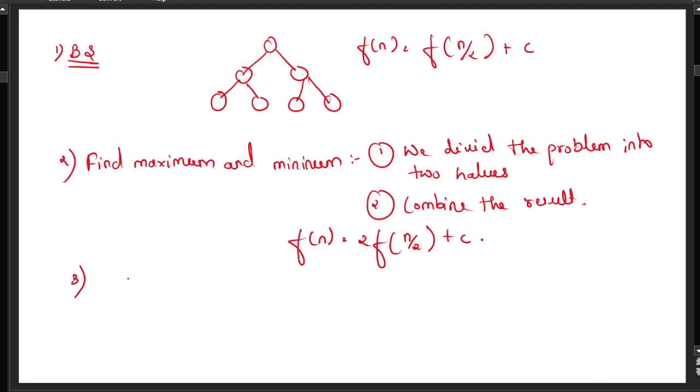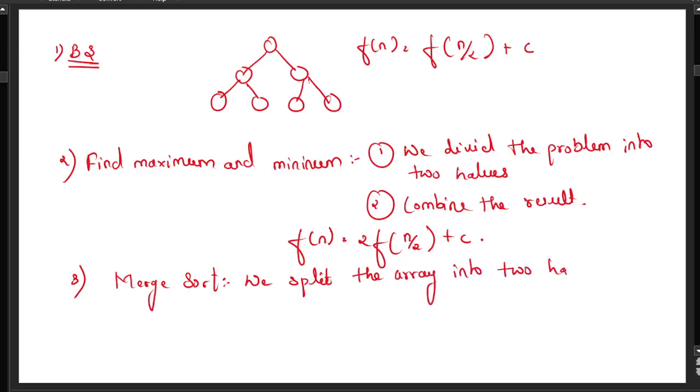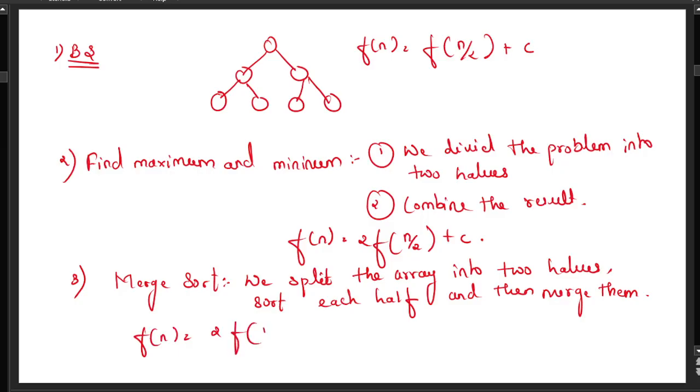After that, the third one here is merge sort. So what we do in merge sort, we split the array into two halves. After that, sort each half and then merge them. So this results in f(n) = 2 f(n/2) plus n here.